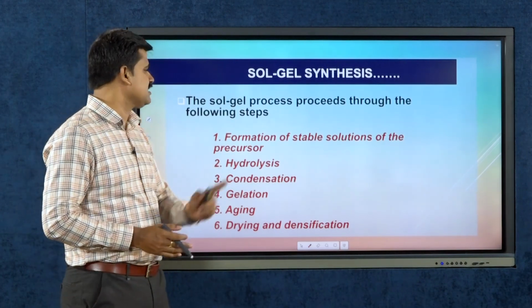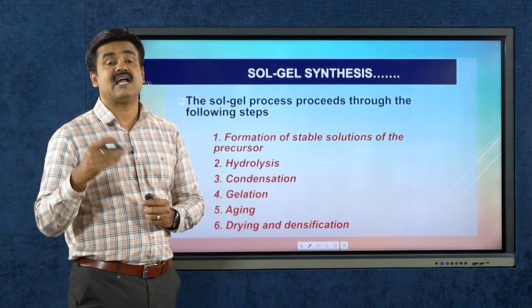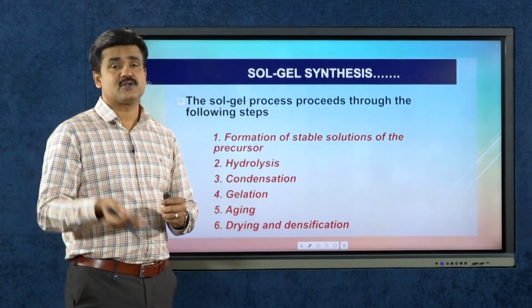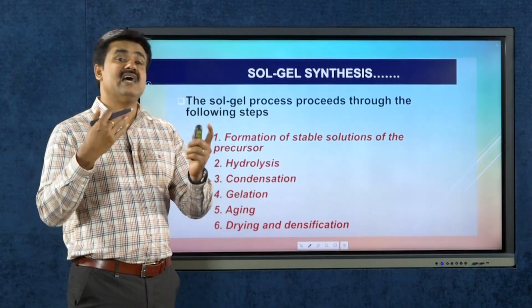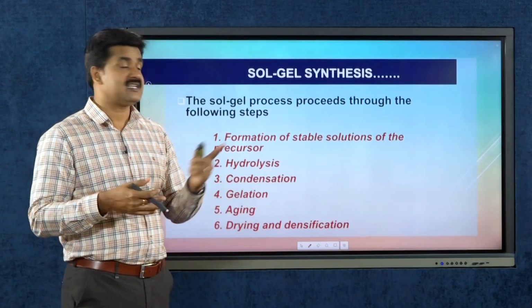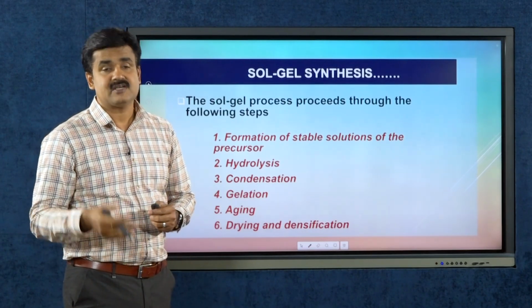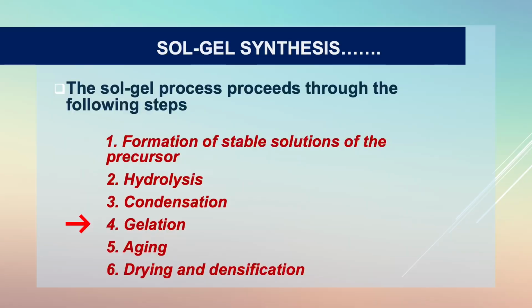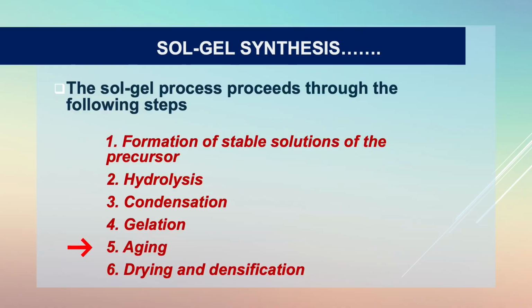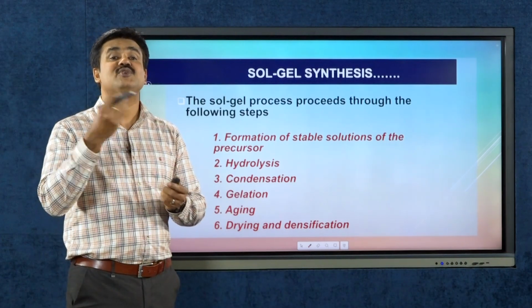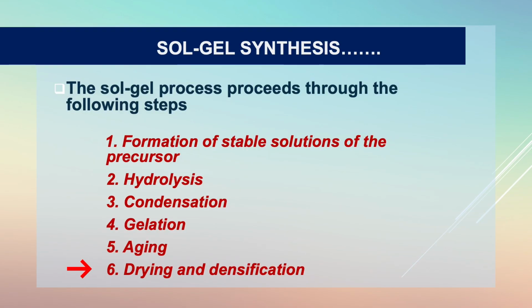The second stage is the hydrolysis stage. The precursor substance undergoes hydrolysis. After the hydrolysis, there may be more than one OH group in the same molecule. Those OH groups mutually condense together. That step is called condensation. So, followed by hydrolysis, there is condensation. When the solution is converted to gel, that stage is called gelation. When the gel undergoes stabilization, that is called aging. And finally, water starts to evaporate from the gel, and that is called drying, followed by densification.